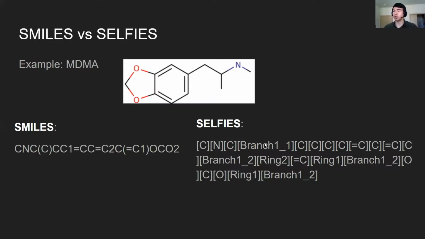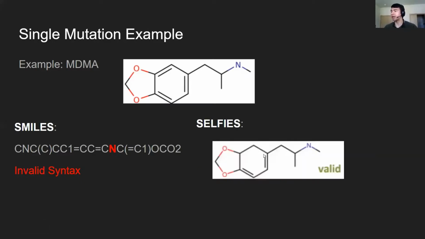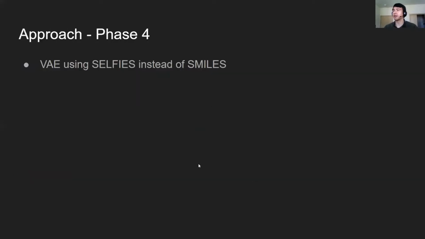But say we introduce a random mutation to the SMILES string, it's almost always going to be syntactically invalid. Meanwhile, any mutation to SELFIES will always be valid. So in this case, the double one disappeared, still valid syntactically. So now let's look at what we actually did.